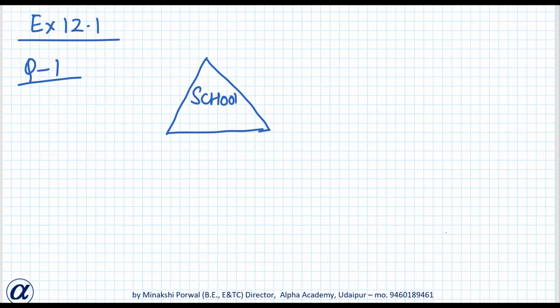Okay. So exercise 12.1, question number 1. A traffic signal board indicating school ahead is an equilateral triangle with side a.